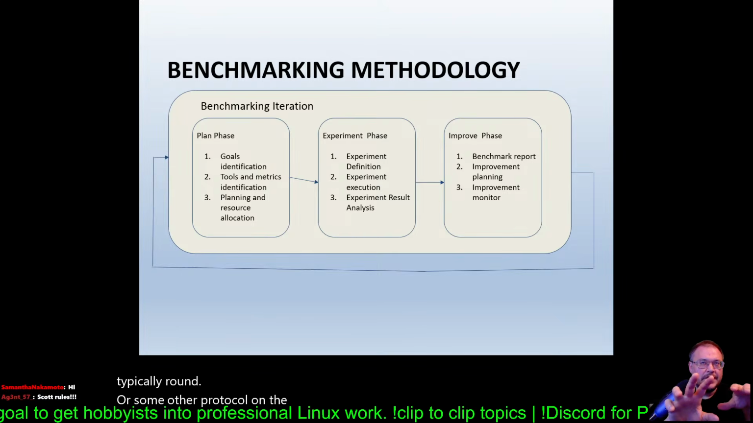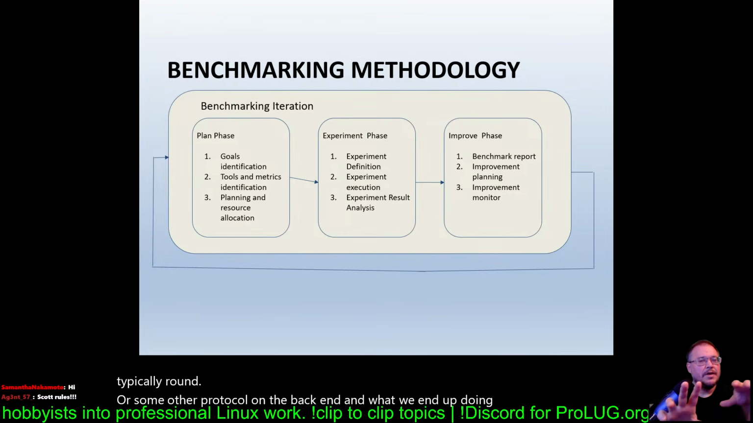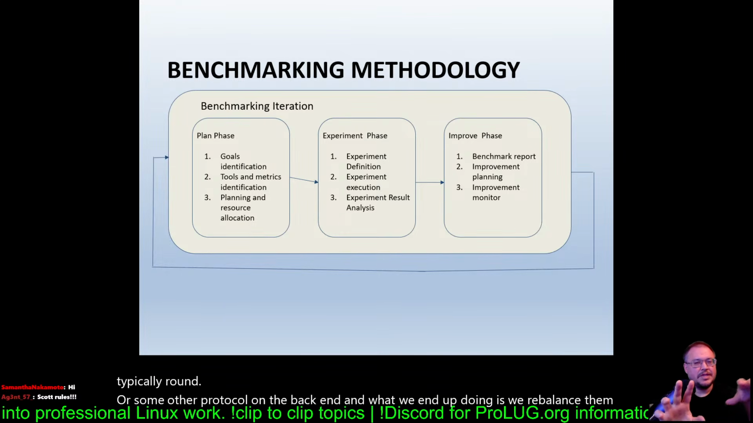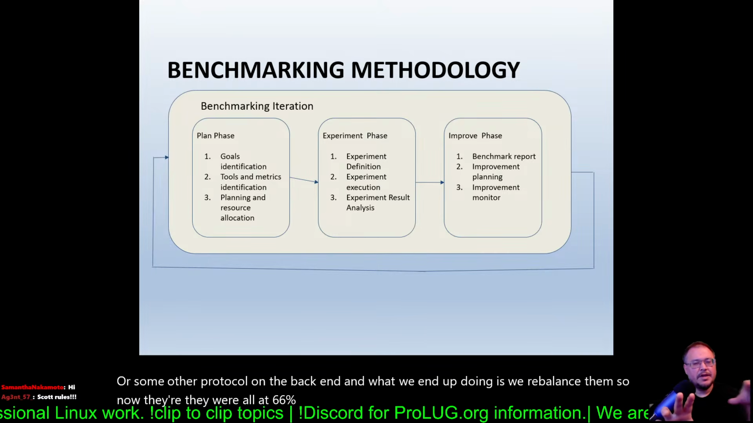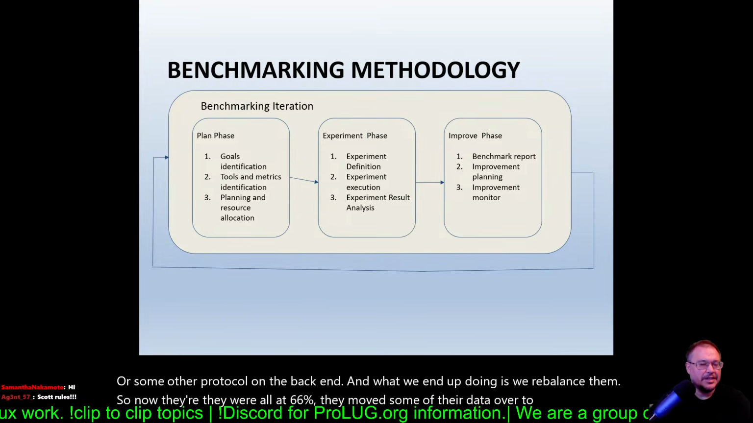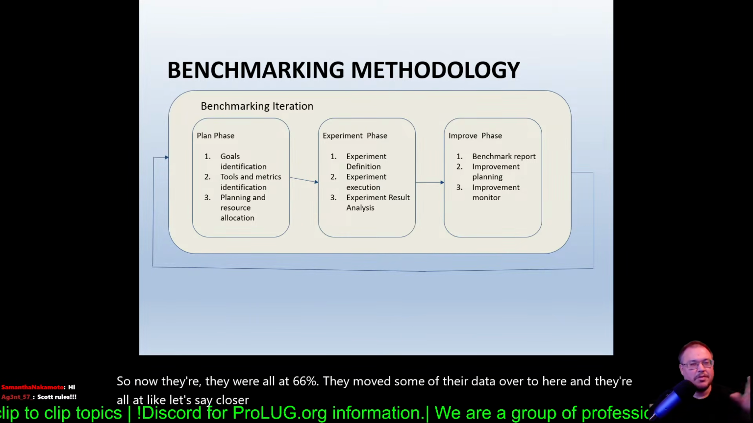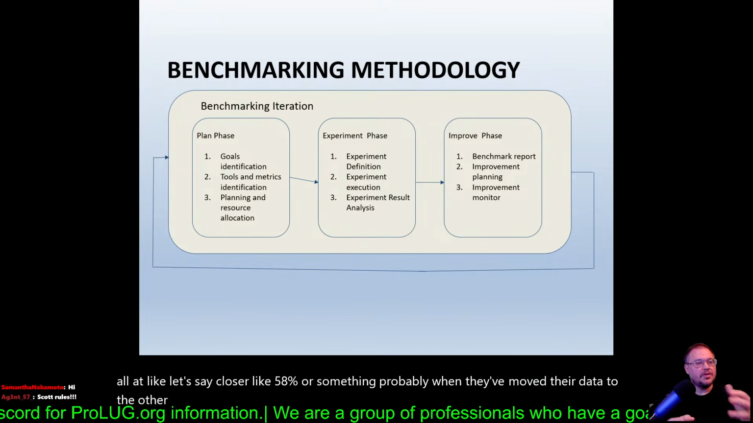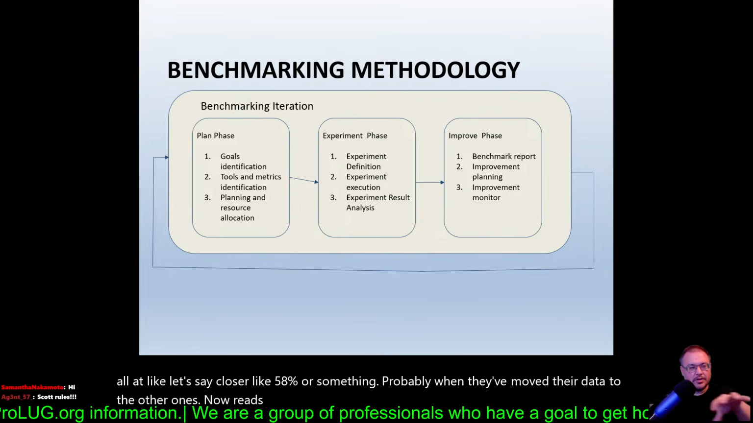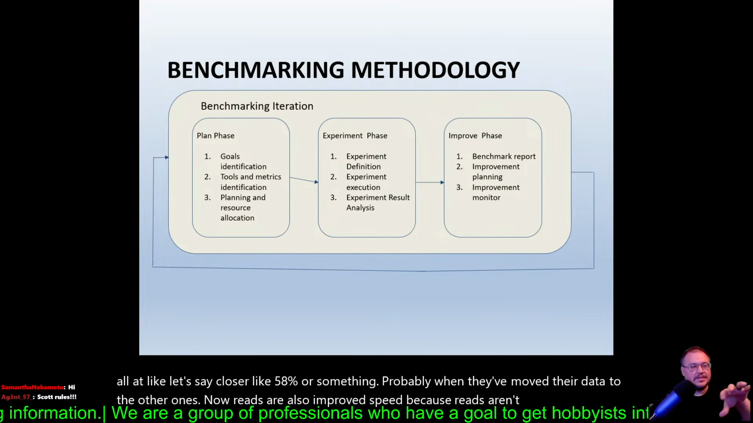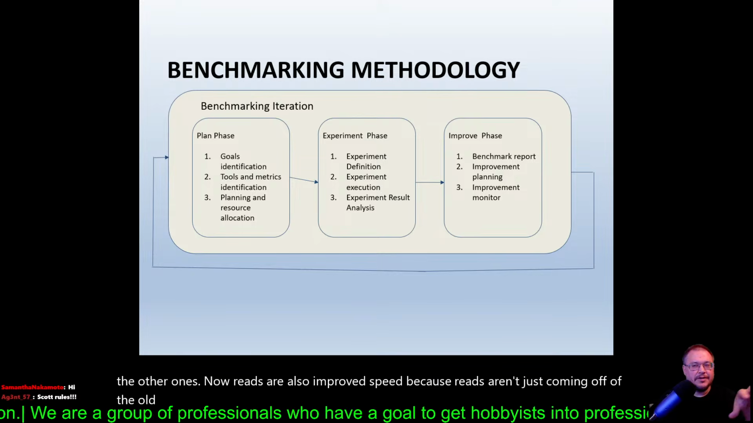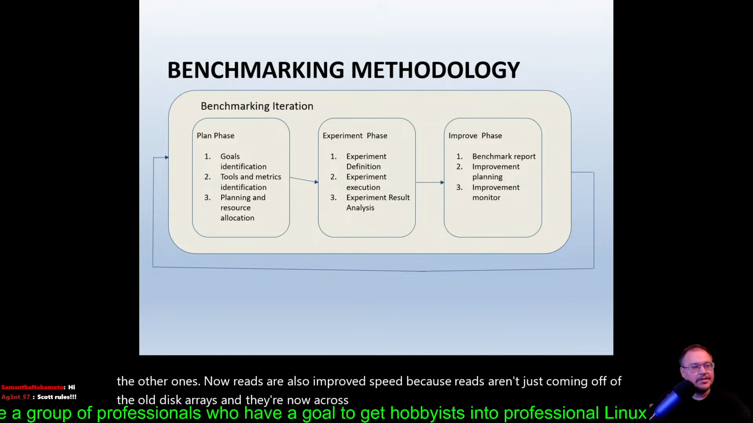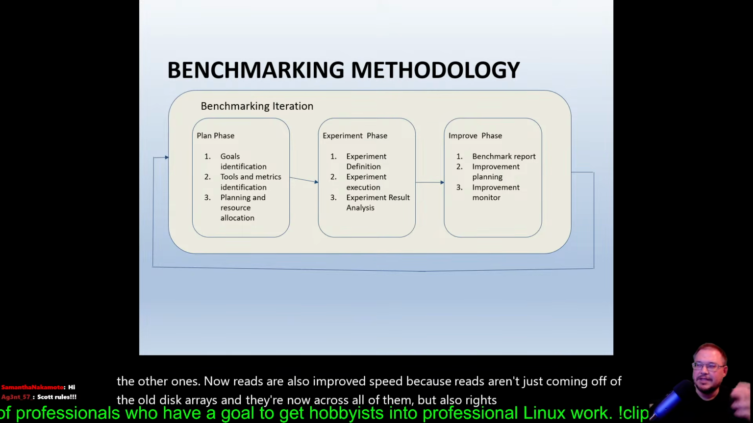And what we end up doing is we rebalance them. So now they were all at 66%. They moved some of their data over to here, and they're all at, let's say, closer to 58% or something, probably, when they've moved their data to the other ones. Now, reads are also improved speed, because reads aren't just coming off of the old disk arrays, they're now across all of them, but also writes are improved speed as well. So that's the thing that we end up doing.